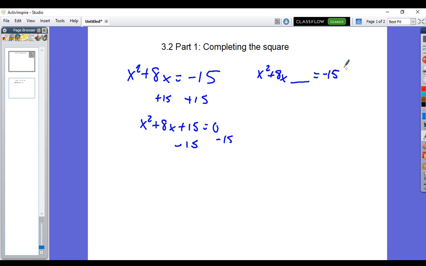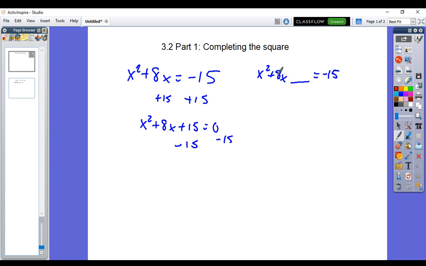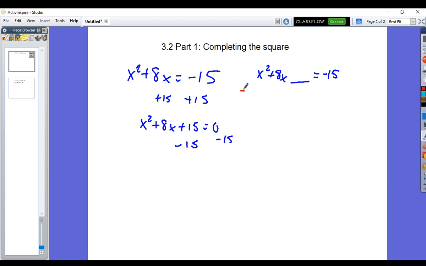The way completing the square works is we take this middle term, the 8, and we're going to half that. When we half that, we get 4. Then that 4, we're going to square it. When we square it, we get 16. So that 16, we're going to add to both sides. We add 16 right here, and plus 16 over here. When we do that, we now have a perfect square. So we have x squared plus 8x plus 16 equals 1.